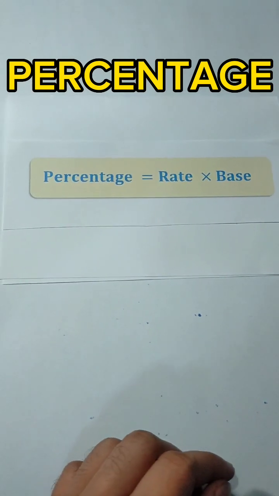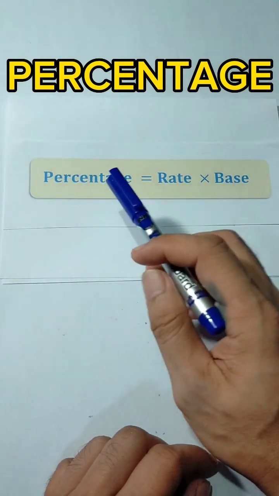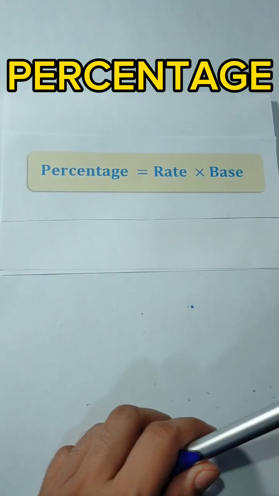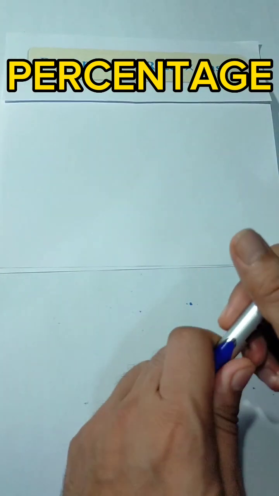Hi, in this video, I'm going to talk about percentage. Percentage is given by this formula: percentage equals rate times base. Now let's talk about the rate first. Rate is the percent that we know.